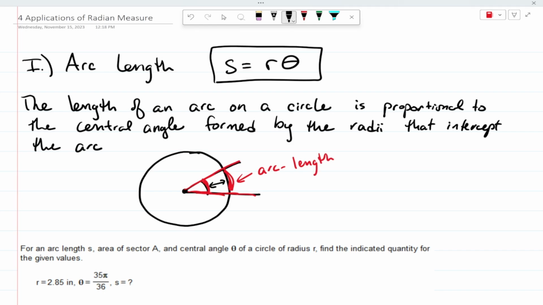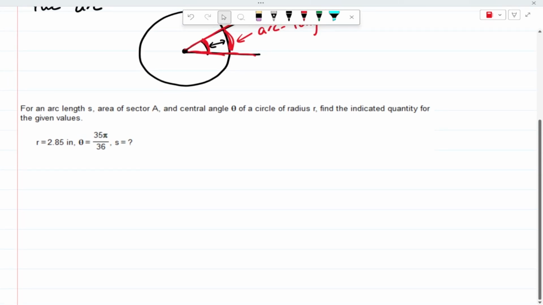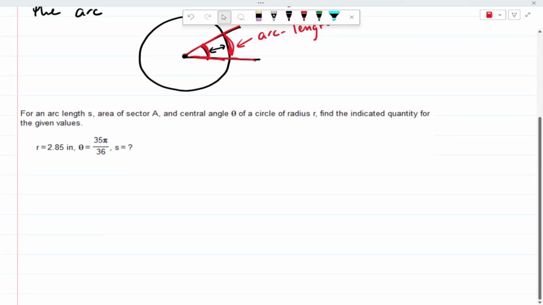So I have an example here for us, and you will have something similar to this in your homework. I took it directly from the homework. So all this is asking us to do is, for an arc length S, area of a sector A, and the central angle theta of a circle of radius r, find the indicated quantity for the given values. So remember, S equals r times theta, and this is very straightforward. We're just going to make our substitutions.